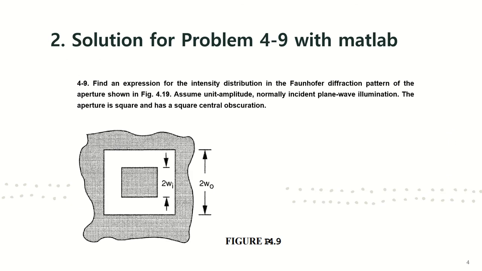The second section is a solution for problem 4.9 with MATLAB. Find an expression for the intensity distribution in the Fraunhofer diffraction pattern of the aperture shown in figure 4.19. Assume unit amplitude, normally incident plane wave illumination. The aperture is square and has a square central obscuration.